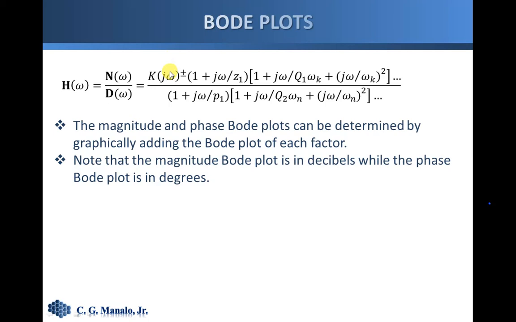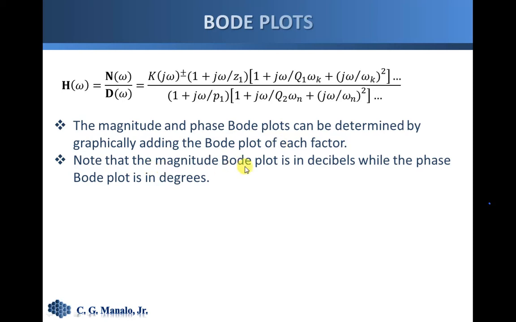So, the standard form is composed of factors, which we shall define later. Now, how do we then plot the Bode plot in terms of these factors? Well, what we do is actually plot each of the factors, so the magnitude and the phase Bode plots of these factors, and then to get the resultant Bode plot, we graphically add the Bode plot of each of the factors.